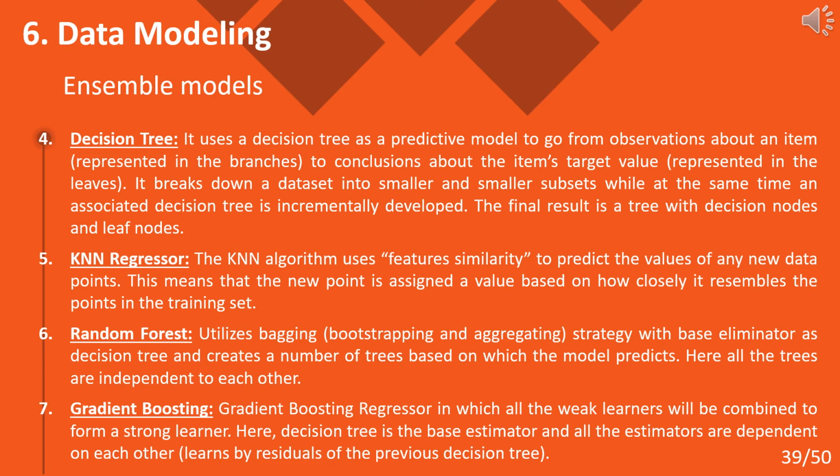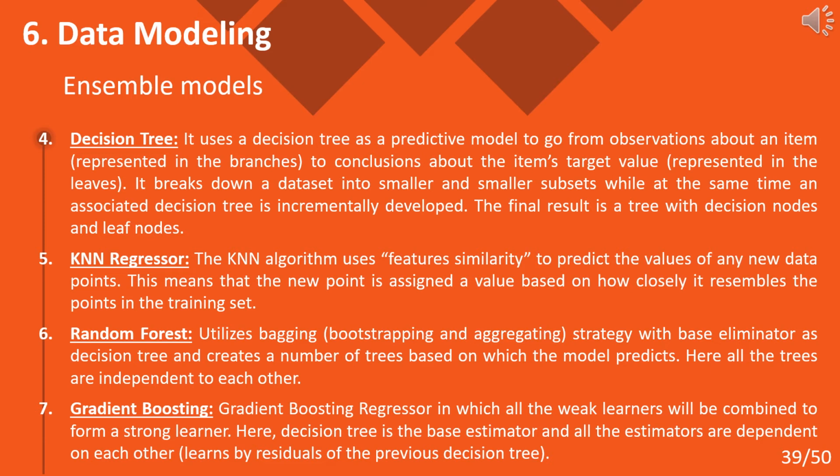KNN regressor. The KNN algorithm uses feature similarity to predict the values of any new data points. This means that the new point is assigned a value based on how closely it resembles the points in the training set. Random forest utilizes bagging, bootstrapping and aggregating strategy with the base estimator as a decision tree and creates a number of trees based on which the model predicts. Here all the trees are independent of each other.